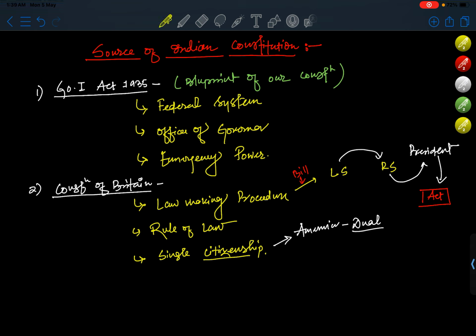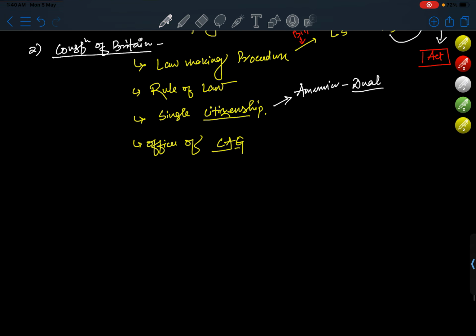Next is the Office of CAG, Comptroller and Auditor General. Okay. Next, Constitution of USA.